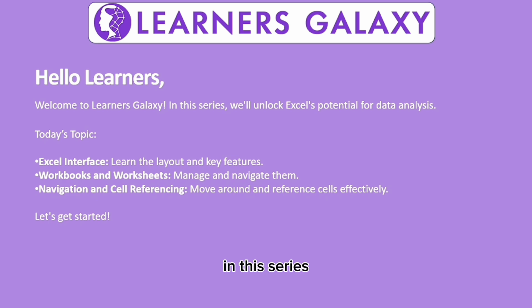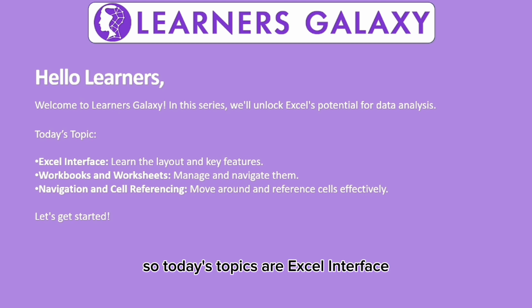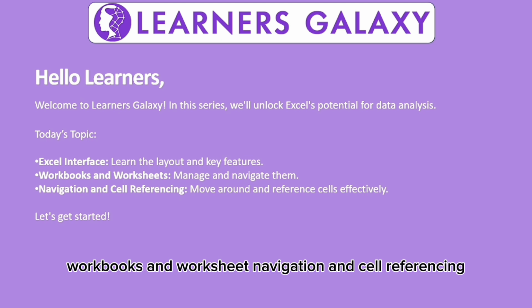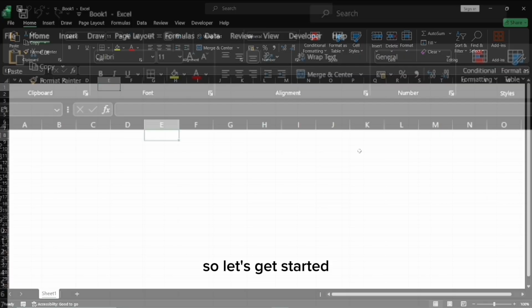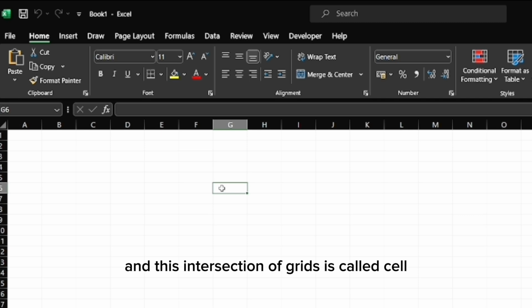In this series, we will unlock Excel's potential for data analysis. So today's topics are Excel interface, workbooks and worksheet, navigation and cell referencing. So let's get started. First, let's open Excel. Once you open it, you will find a grid of rows and columns, and the intersection of a column and a row is called a cell.